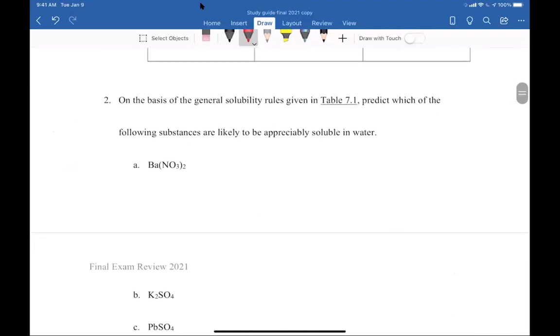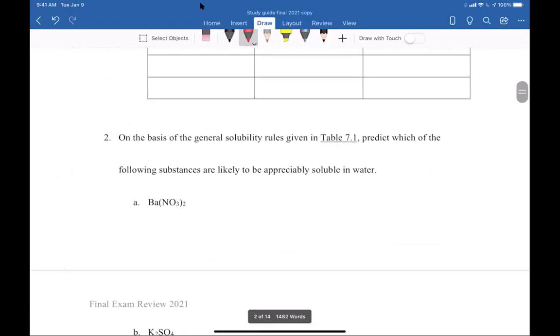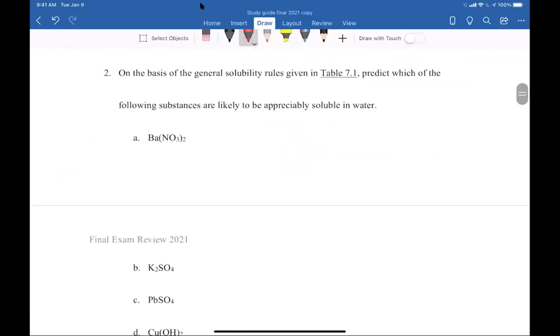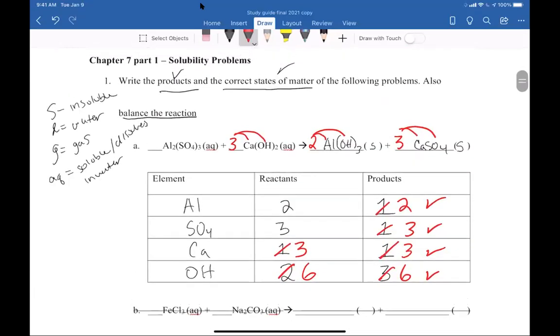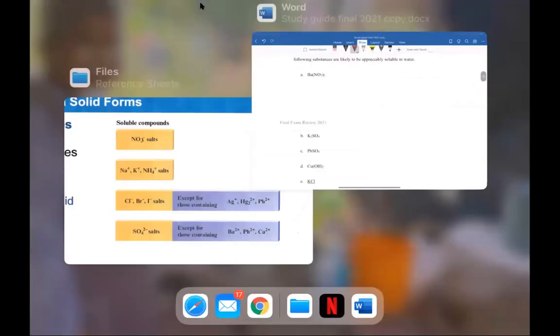All right. So on the basis of the general solubility rules, predict which of the following substances is likely to be soluble. So for number 2, remember I told you don't do B, but go on to number 2. There's more examples of A as we go on. But for number 2, you're just supposed to say if they're soluble or insoluble. Basically, again, we're using the same thing as we did for the correct states of matter. We're talking about whether it will dissolve in water or whether it won't dissolve in water. So again, you're using page 5.